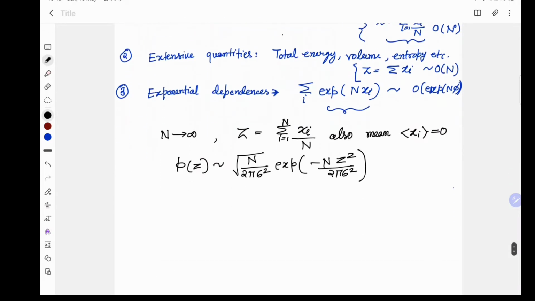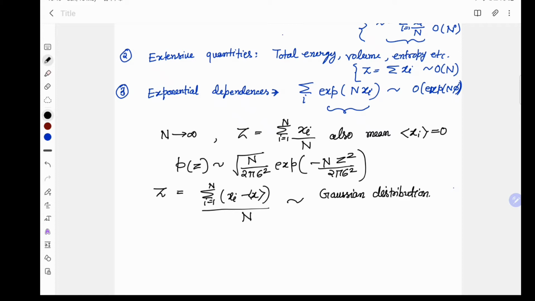But let's say if the mean is not 0, and if you consider this quantity, summation i over 1 to N of xi minus x average, then this quantity will also follow the same Gaussian distribution. So in statistical mechanics, the central limit theorem is of great use.